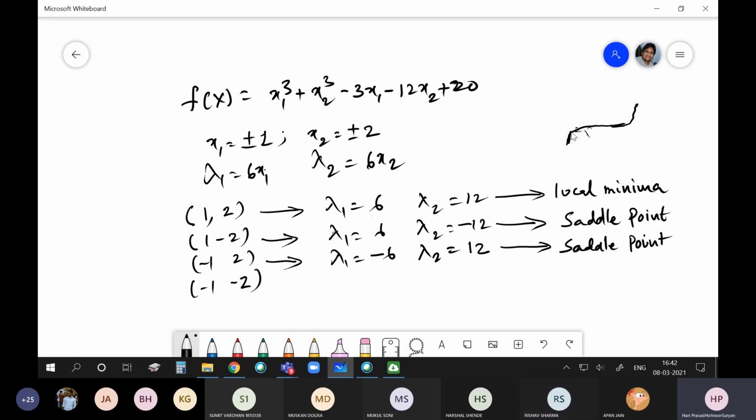So if the function is like this and you have points here, what can we say about the function value at this point? Can we say they are minima or maxima? Because more or less they have the same value, isn't it? So this point is like a saddle. We cannot say whether it's really minima or maxima, so that's why it's called a saddle point. What about this?